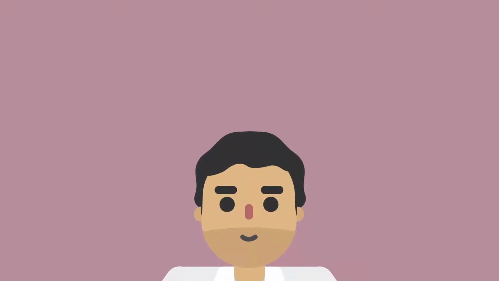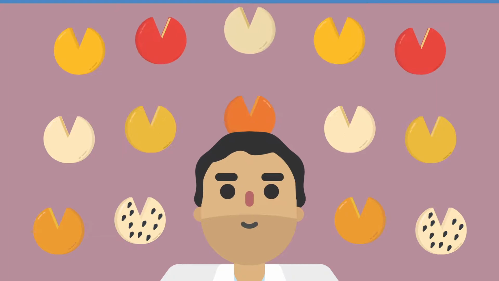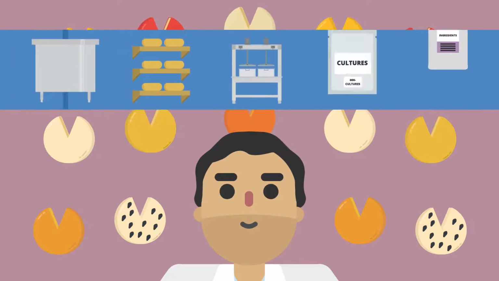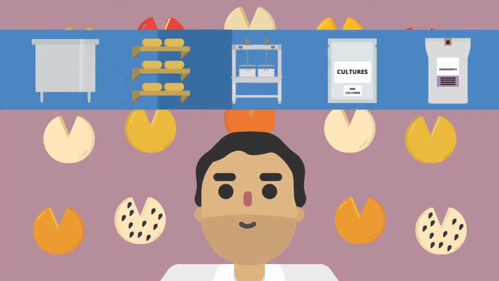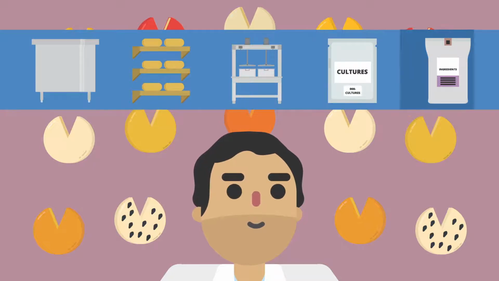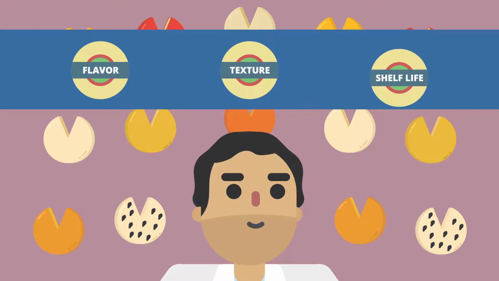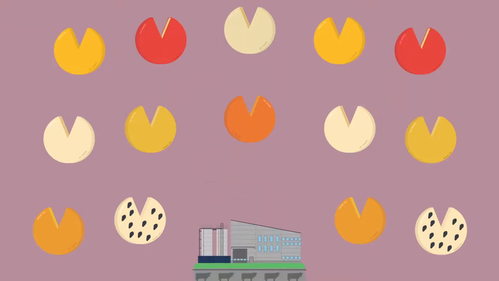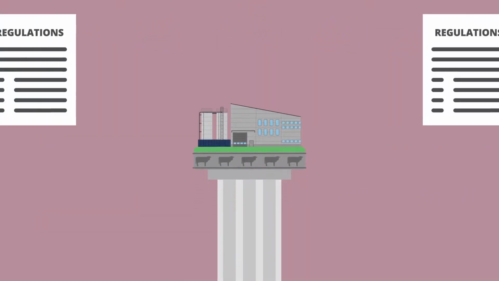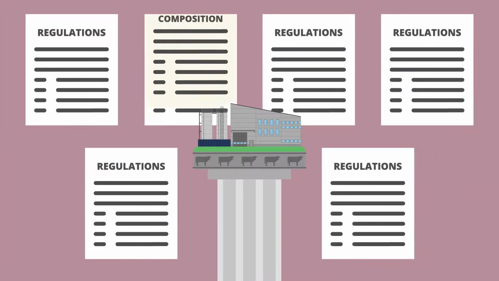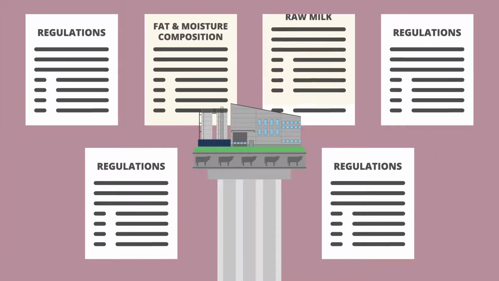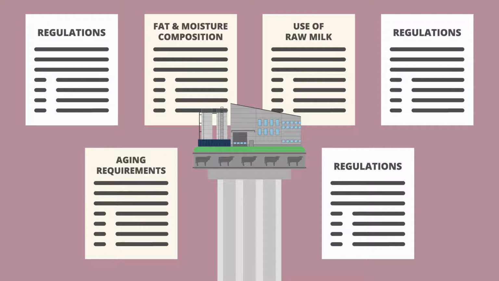As a cheesemaker, you first need to define the types of cheese you are making. This will determine the type of manufacturing and aging facilities, equipment, cultures, and other ingredients you need in order to reach the optimal flavor, texture, and shelf life for your cheese. Cheesemaking has many variables. Make sure you know the regulations for fat and moisture composition, the use of raw milk, and aging requirements that apply to your cheeses.